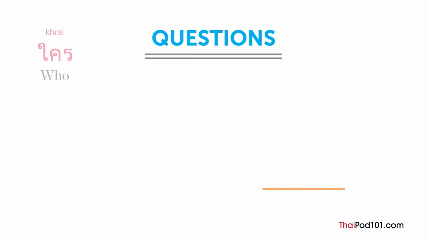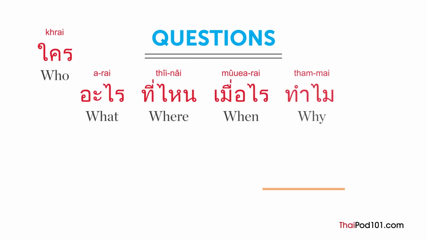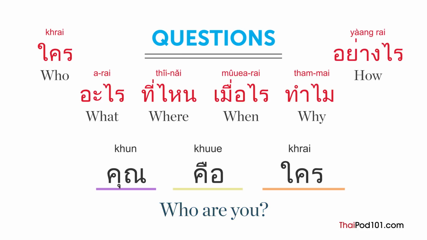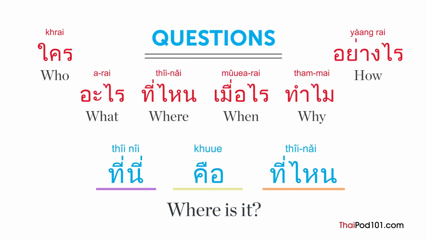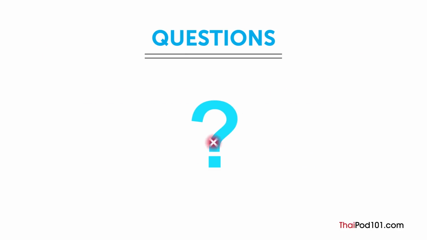Common Thai question words are who, what, where, when, why, how. For example, what is this? อันนี้คืออะไร. Who are you? คุณคือใคร. Where is it? ที่นี่คือที่ไหน. Note that the question mark isn't used in Thai.